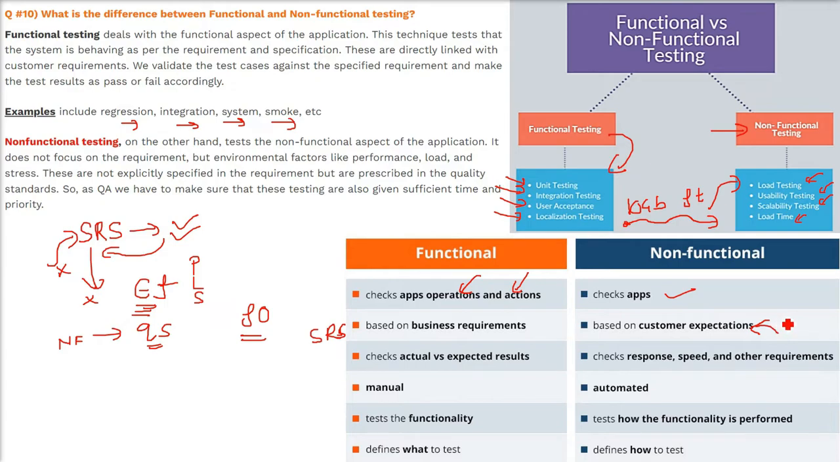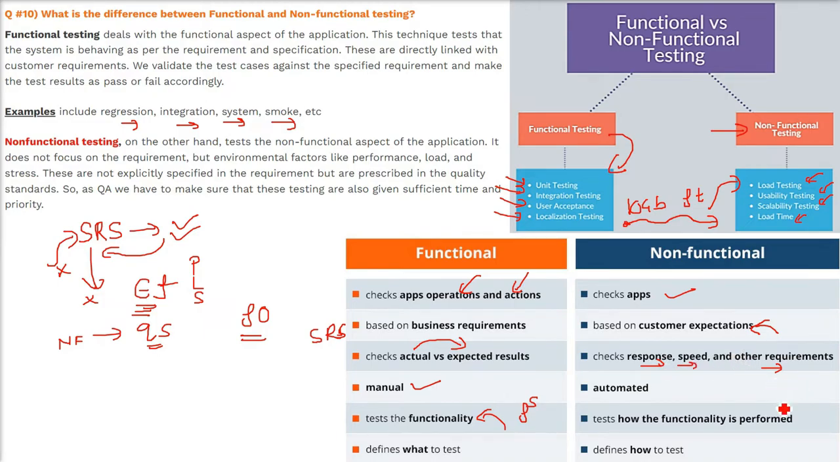Okay, in functional, we are testing or checking the actual versus expected results that you also see in the test cases and test planning. Non-functional covers the response, the speed and these kinds of other requirements. Functional, normally we do manually. Non-functional, normally we automate. Functional tests the functionality. Non-functional tests how the functionality is performed. How good, how bad, better, moderate. This is the non-functional way of testing.